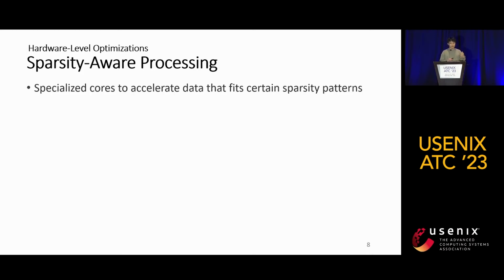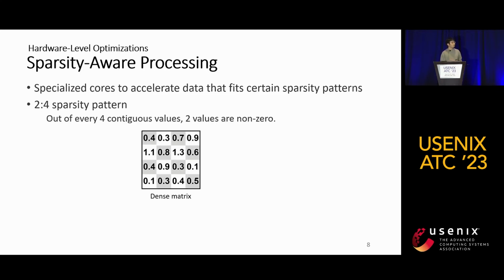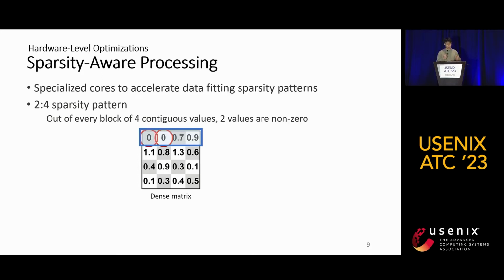There's also sparsity-aware processing. People design specialized cores to accelerate the data that fits certain sparsity patterns. And one kind of sparsity pattern is 2-to-4 sparsity, which means out of 4 contiguous values, 2 values are non-zero. To enforce a 2-to-4 sparsity pattern on a dense matrix, we scan each 4 contiguous values, find the 2 with the least absolute value, and prune them to be 0. We keep doing that until we finish scanning the whole matrix.